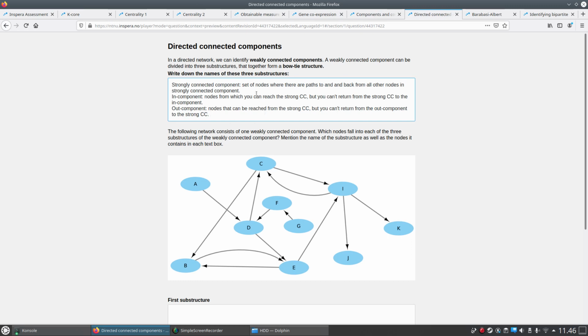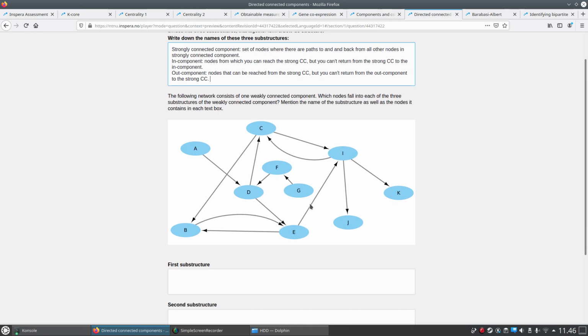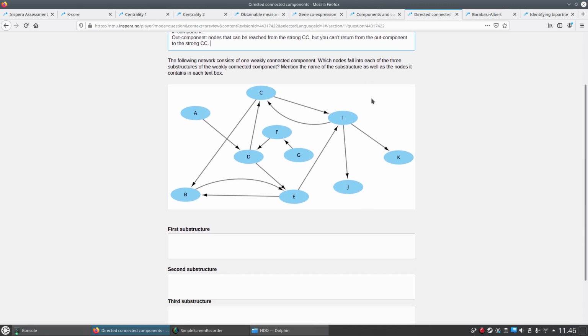the center of the bow tie is the strongly connected component, which is essentially a set of loops that go back on themselves, because you can always go somewhere and then back to where you started, and that would form a loop. And the in component is everything that feeds into that, a tree essentially, and the out component is a tree that feeds out of that. And so if we look at this network here, we can actually identify these nodes, and maybe that will make things a little bit clearer.